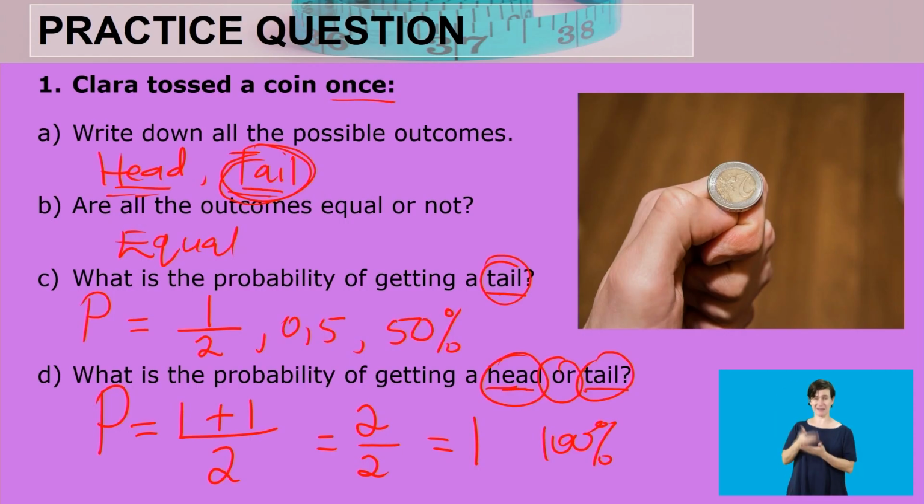So when you toss a coin, it can either be a head or a tail. So this person wants to increase the chances when they say the word or. So it means you must add your options now.